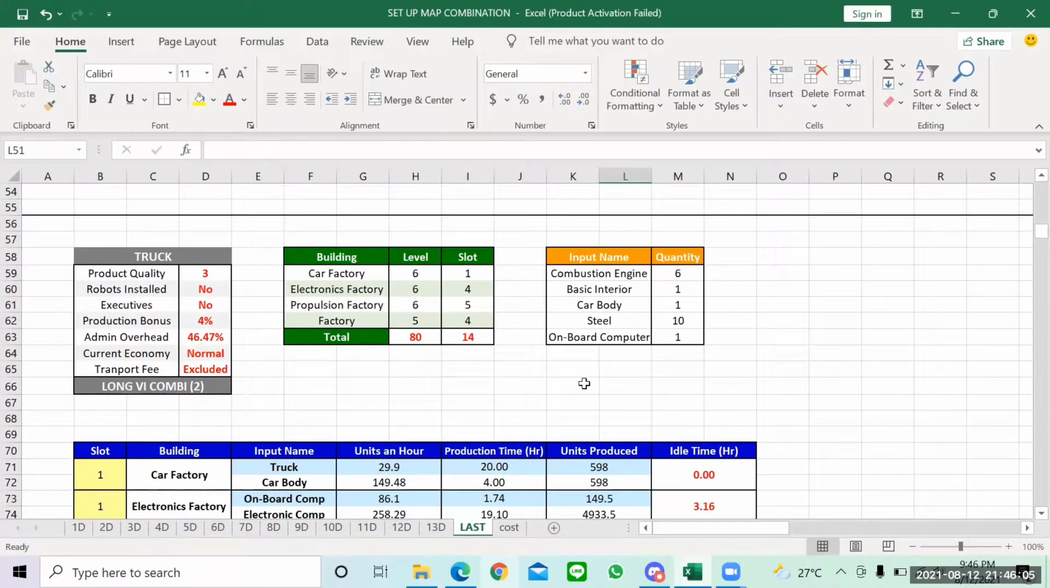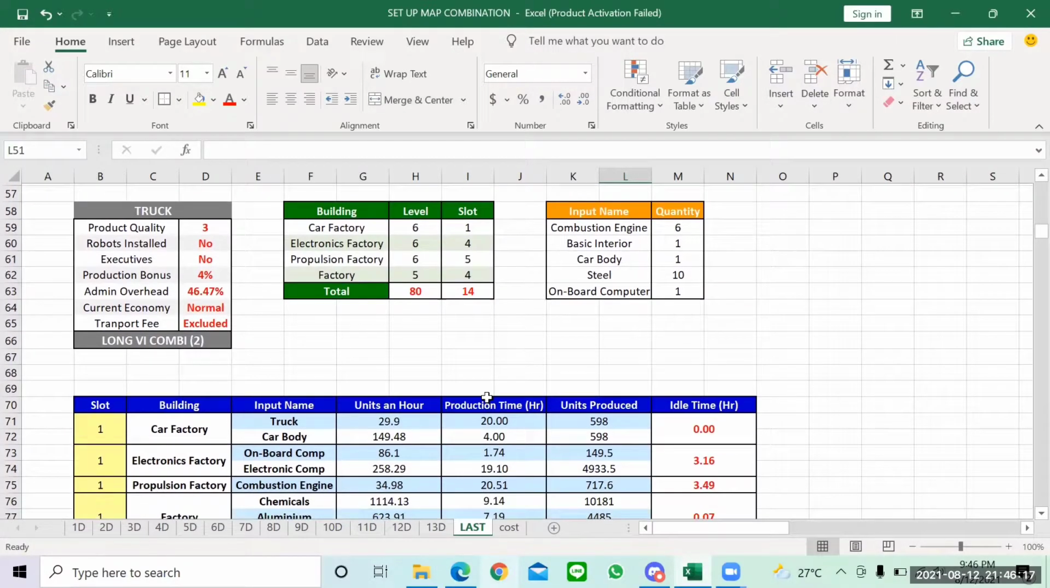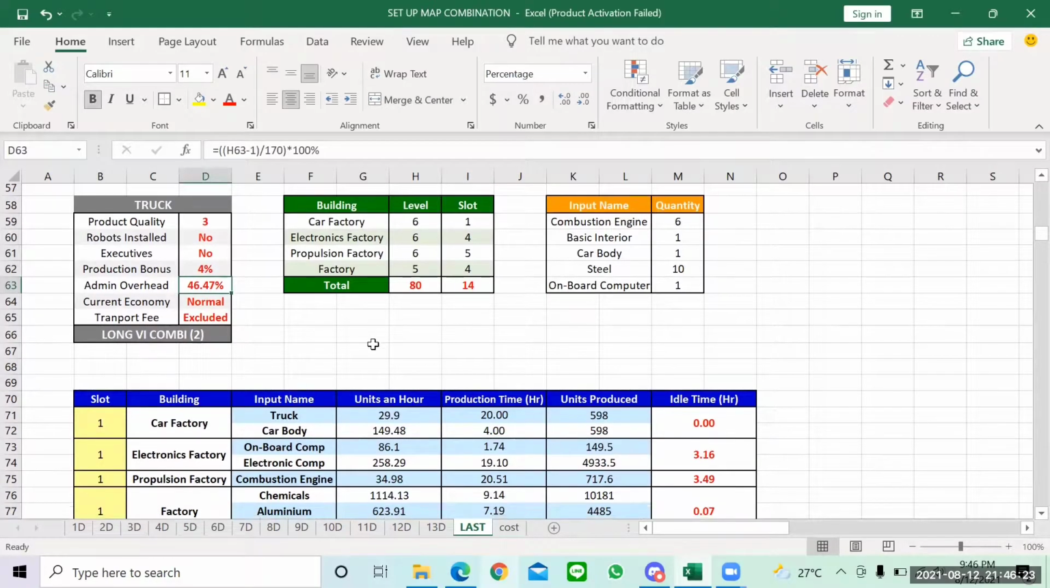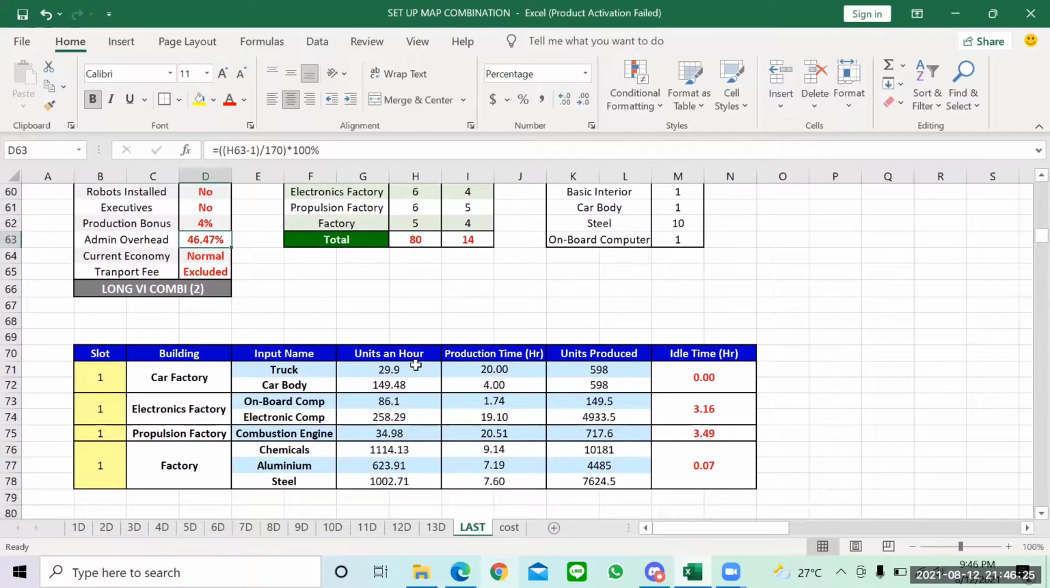And this is for the second long vertical. It consists of one level 6 car factory, 4 level 6 electronics factories, 5 level 6 propulsion factories, and 4 level 5 factories. The administration overhead is 46%.